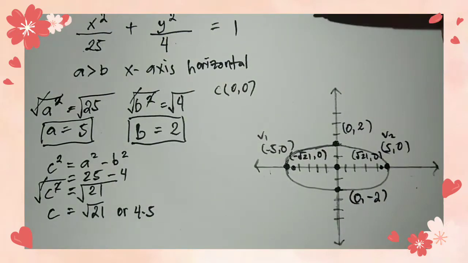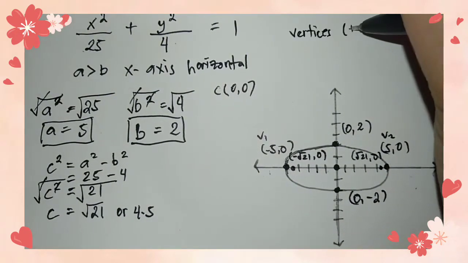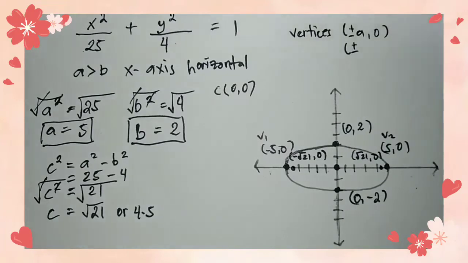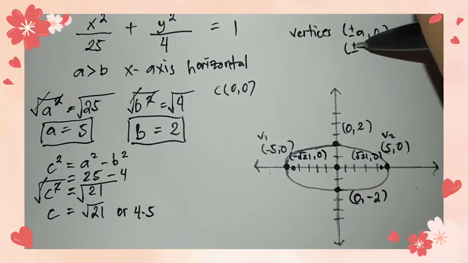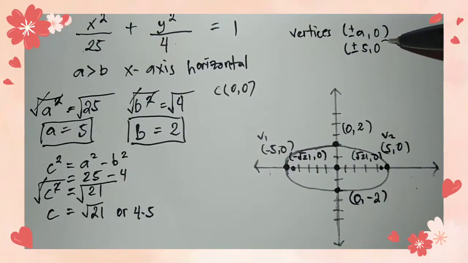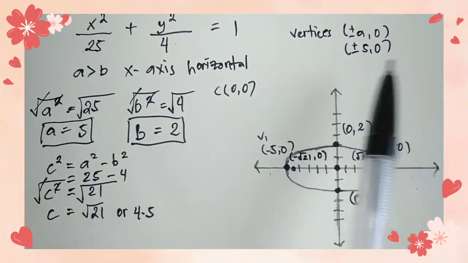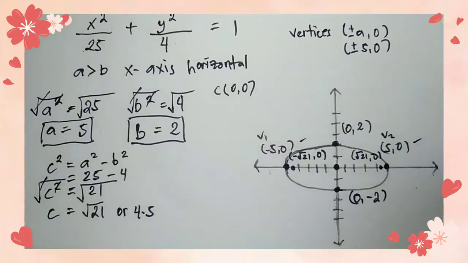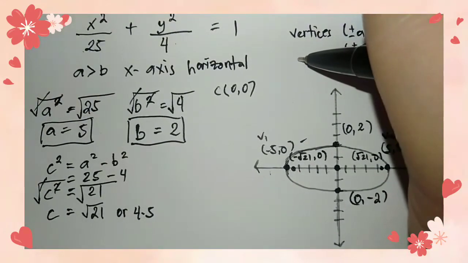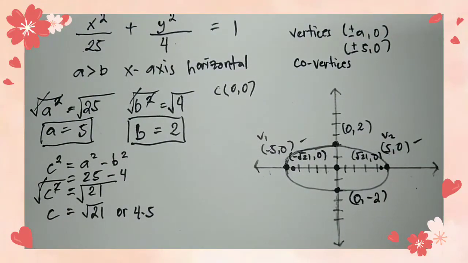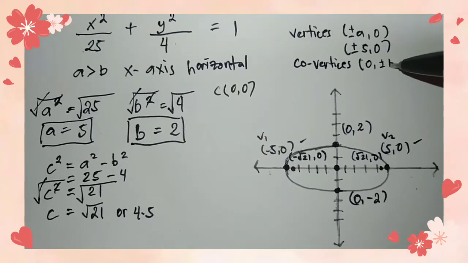So, we have the formula for our vertices at positive and negative a and 0. And our a is 5. So, we have positive and negative 5 and 0. Tingnan natin kung tama. Positive and negative 5 and 0. So, check.